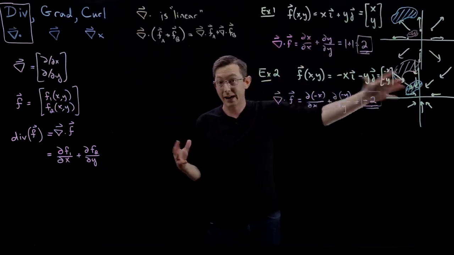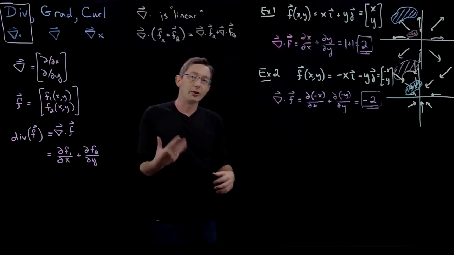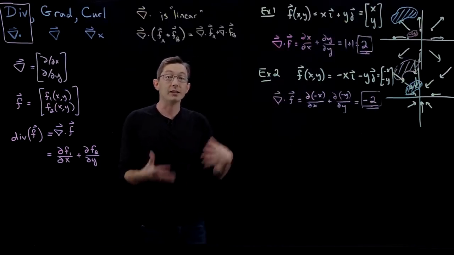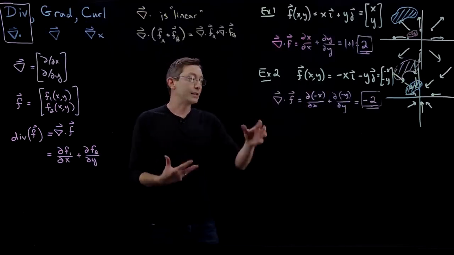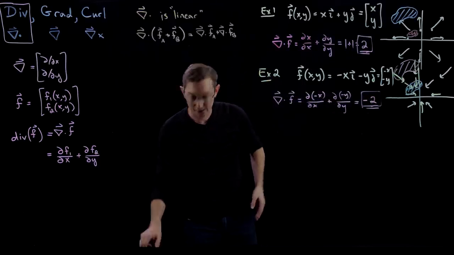Divergence negative means our volumes contract. And for the last example, I'm going to show you a vector field that has divergence 0. And we'll see that the volume of these patches stays the same. So that's the third example.